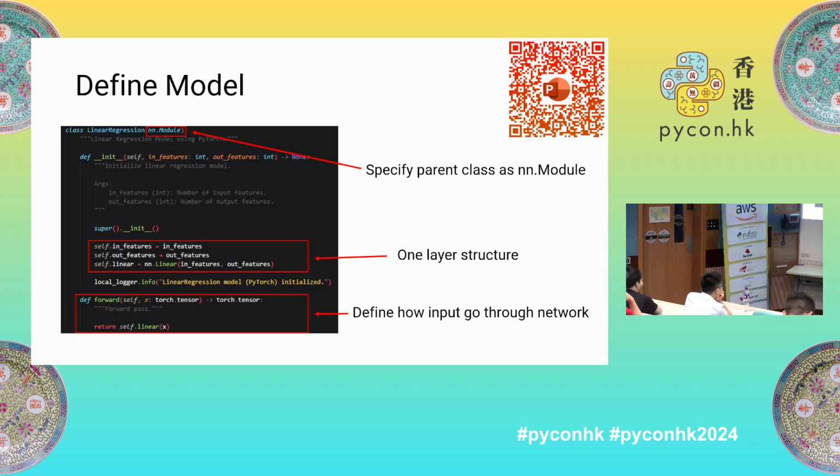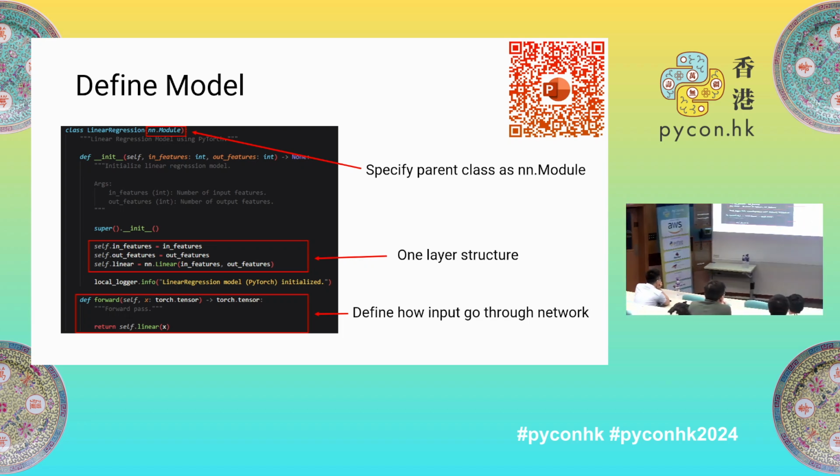Now, let's start by defining the model. Here we are creating a simple linear regression model by subclassing nn.Module, which is the base class for all PyTorch models. In the initialization method, we define the input and output dimension and set up a single linear layer using nn.Linear. This layer will map our input to the output. Then in the forward method, we define how the input data flows through the model.